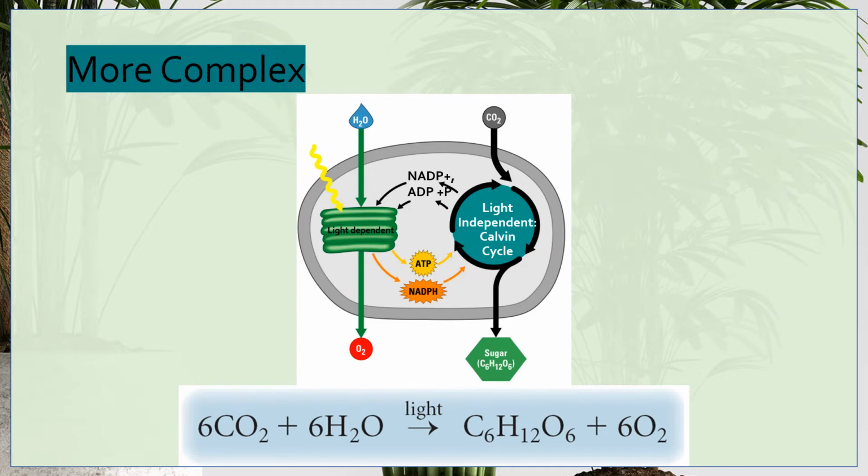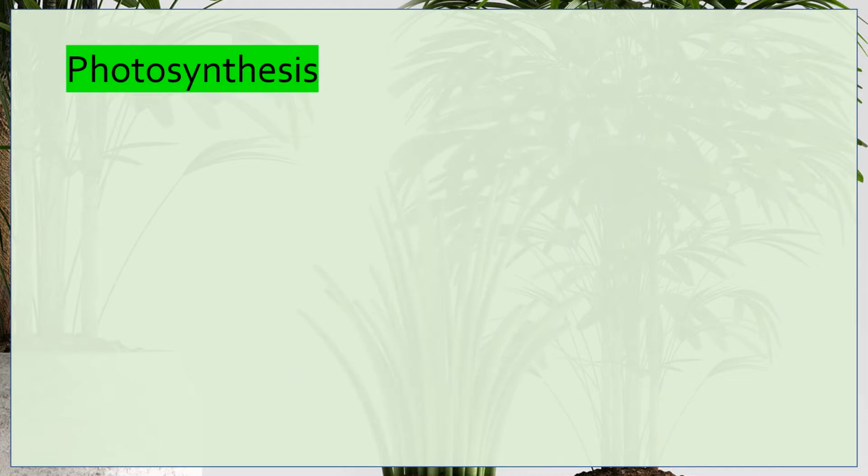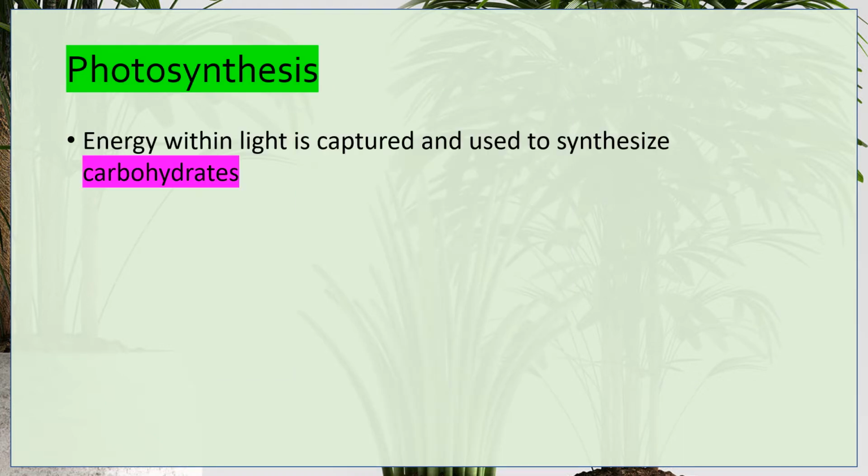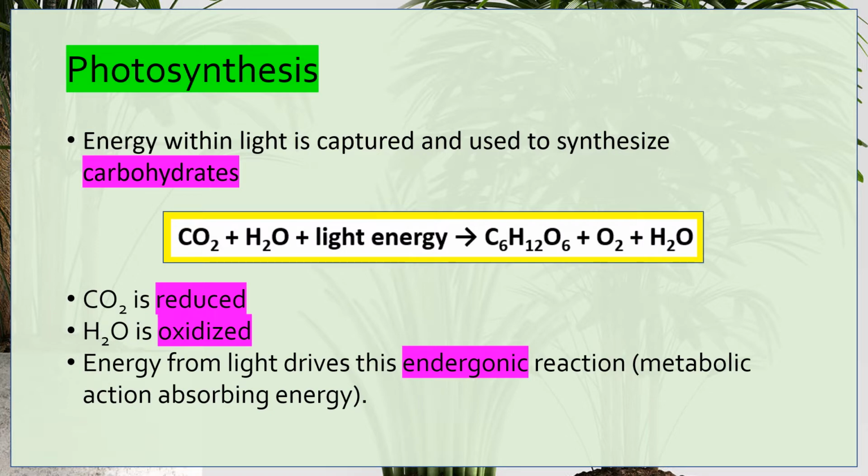If you notice, this is the reverse of cellular respiration. And if we break down the equation, it shows that we have carbon dioxide and water going into the system, and we get oxygen and sugar out of the system. So in photosynthesis, energy within light is captured and used to synthesize these carbohydrates or sugars. And we have the formula which we went over. So CO2 is reduced, water is oxidized, and energy from light drives this reaction, a metabolic reaction absorbing the energy.